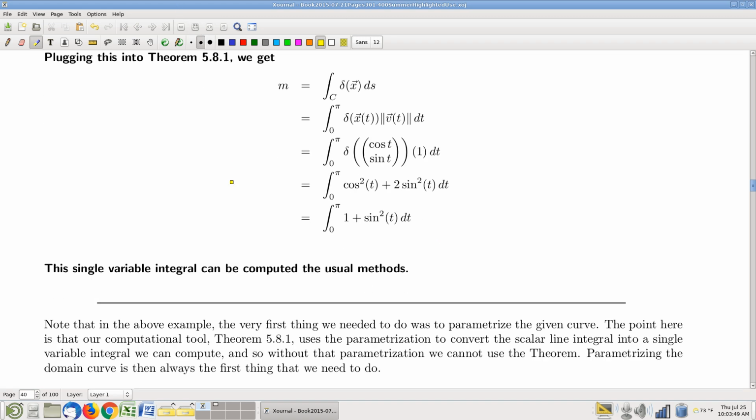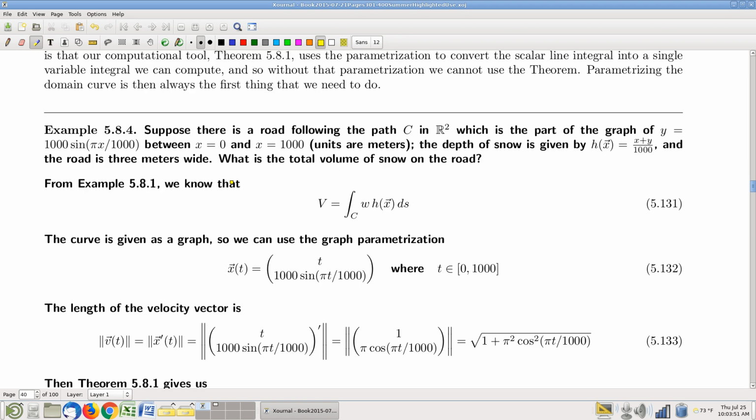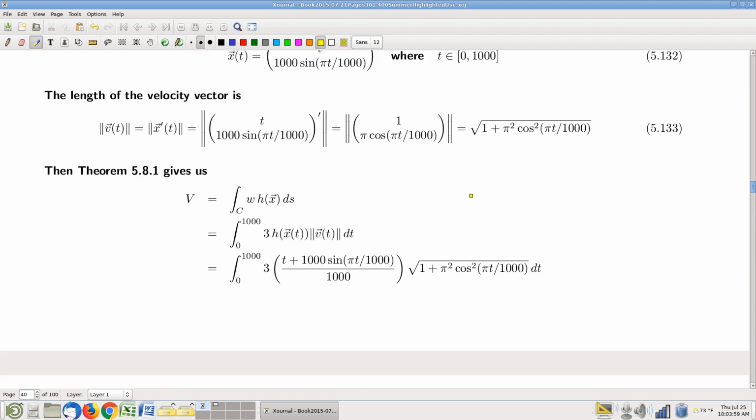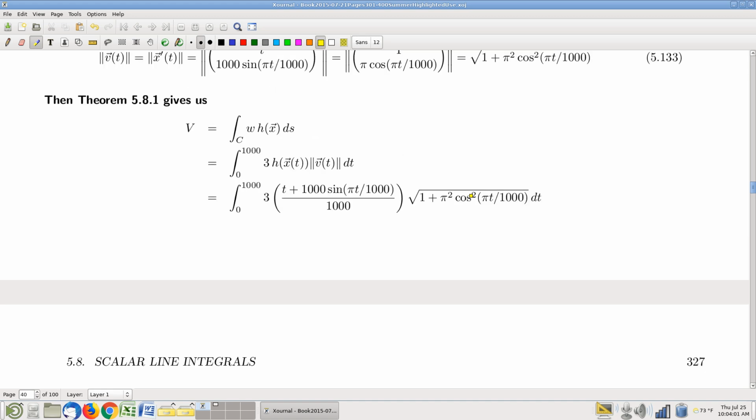There's another example in here. I'm going to let y'all read through this example on your own. This goes back to the whole snow thing, and it's just a matter of details. But this is a good example to read. Unfortunately, this one does result in an integral that's not particularly tractable.